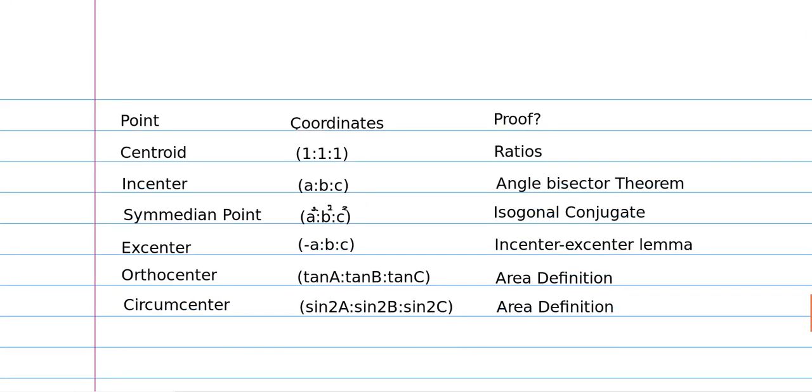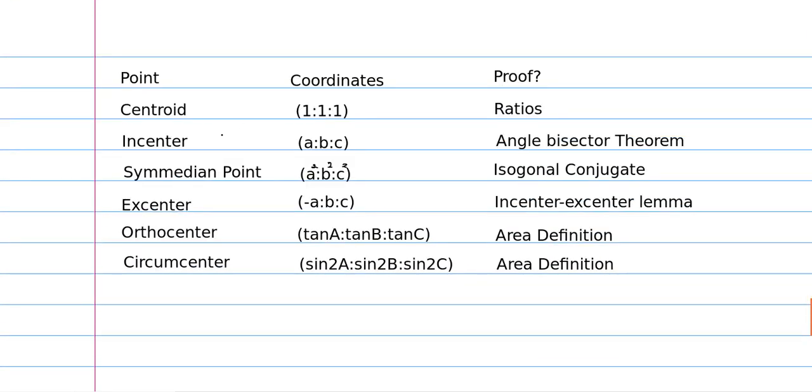Now let's look at some special points that we often see in Olympiad geometry problems. We have the centroid, the incenter, the symmedian point, the excenter, the orthocenter, and the circumcenter. Now, most people should be familiar with these 4 points. If you're not familiar with the other ones, that's fine, especially not this symmedian point. I didn't know what it was when I first even looked at barycentric coordinates. So it's fine if you don't know these points, but I will explain them as I use them.